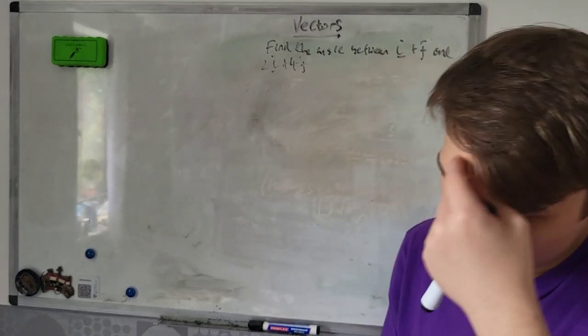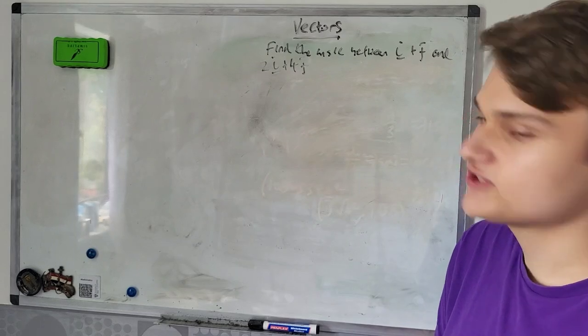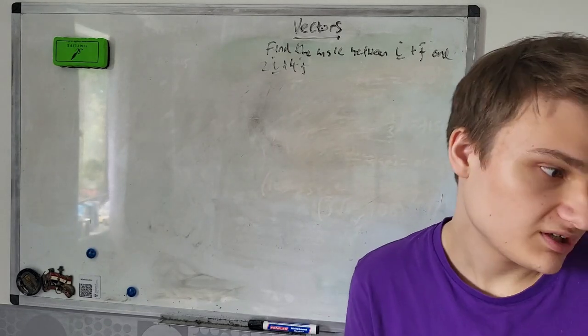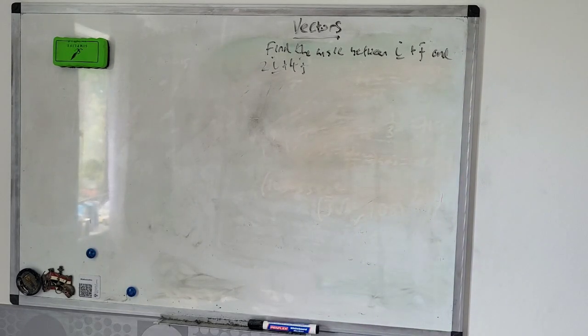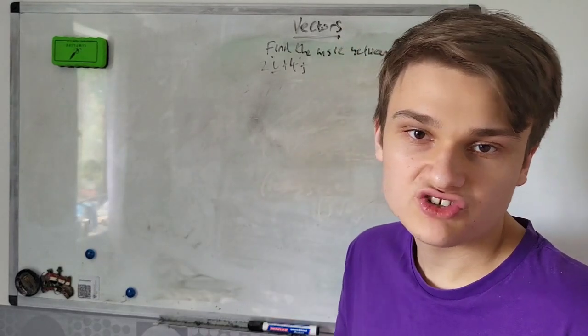Okay, so now we're getting into a bit of a trickier example where we've got to find the angle between i plus j and 2i plus 4j. Now, get a pen. So, how are we going to do this? Well, it's probably worth, if it's tricky, drawing a picture, right?